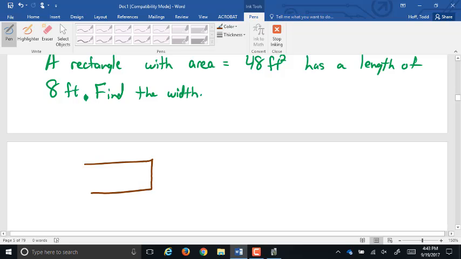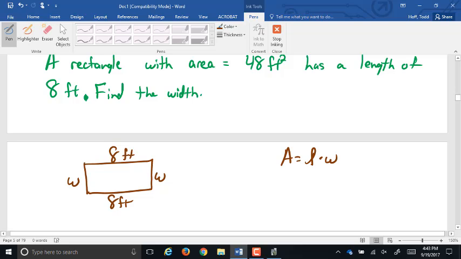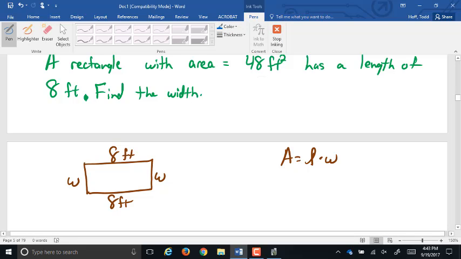So here's our rectangle. We know we have a length of 8 feet. And we're looking for the width. Well, I always write down the formula. Area is length times width. And then I fill in what I know. Do I know the area? Do I know A? 48.